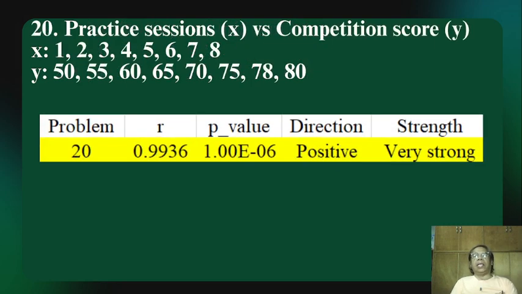Number 20. Practice sessions X versus competition score Y. So those are our values of X and Y. So using Excel, our R is 0.9936 and then our P value is 1 times 10 raised to negative 6. The direction is positive and the strength is very strong.